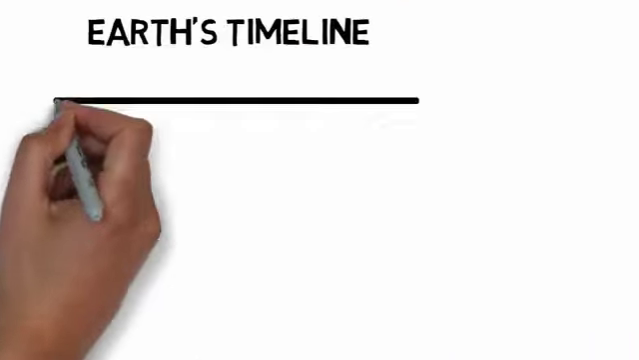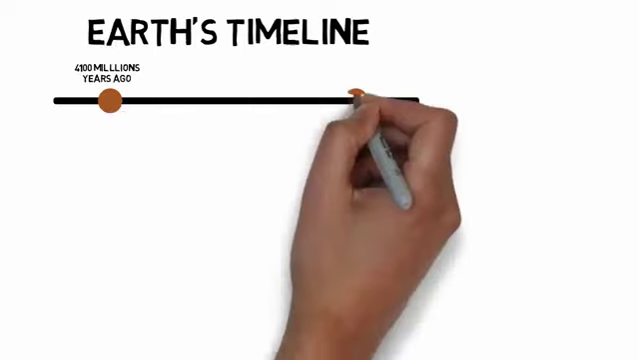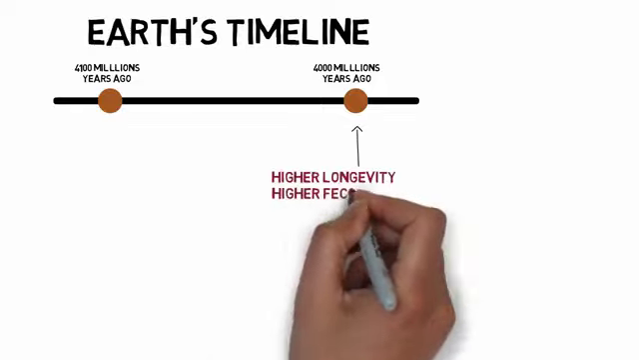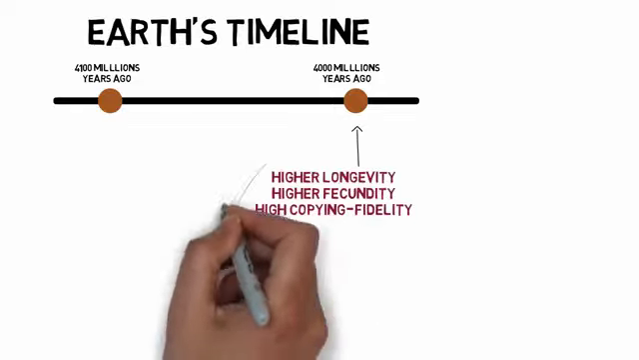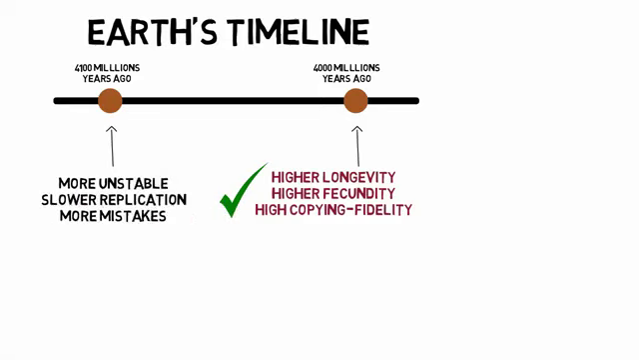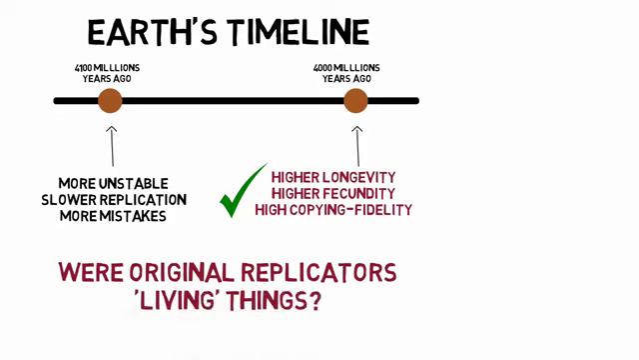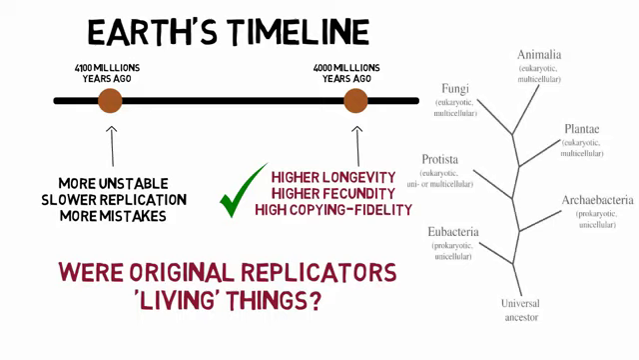So if we were to take a sample of the primeval soup at two different times, say millions of years apart, there should be a larger proportion of varieties with higher longevity, fecundity, and copying fidelity in the later sample than the earlier one. Whether we call these original replicator molecules living things, Dawkins warns that words are only tools for our use, and whether they were living or not, we can assume they were the ancestors of life.